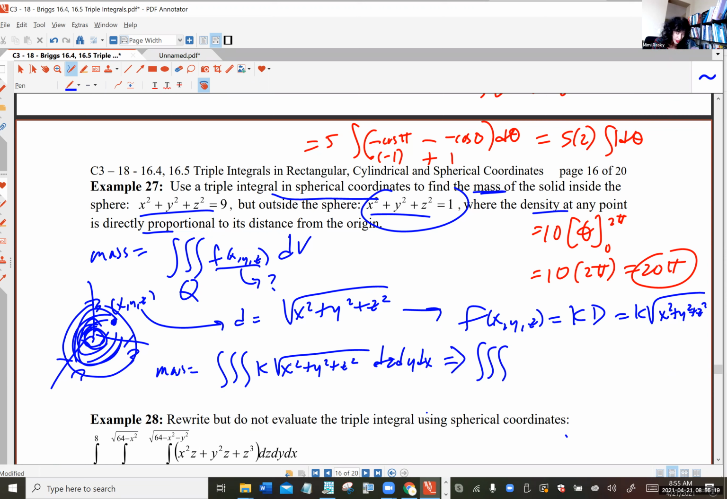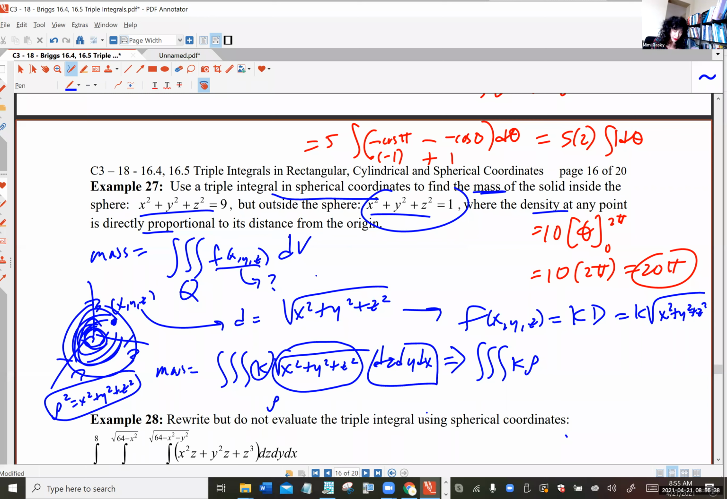So what do I know? One thing I know is that the square root of x squared plus y squared plus z squared is rho. Because if you'll recall, rho squared is x squared plus y squared plus z squared, if you go look up those conversion formulas. And then k is just some constant of proportionality, so he stays there.